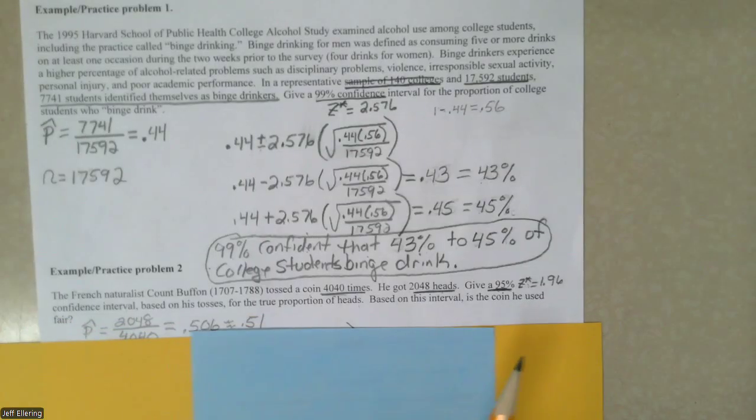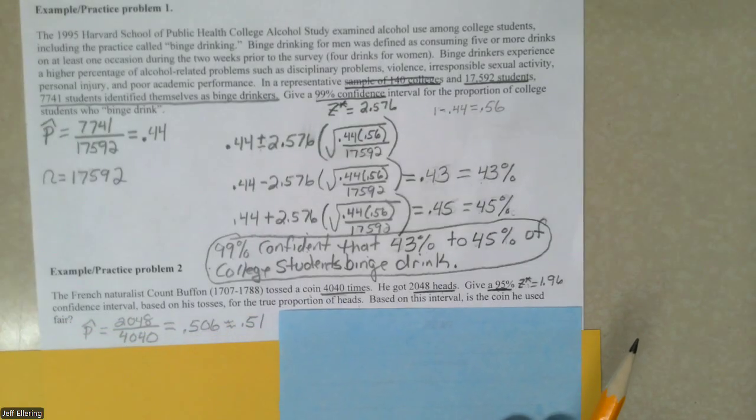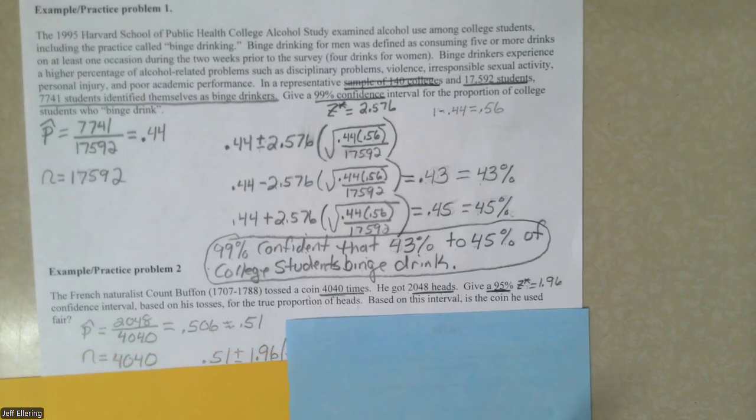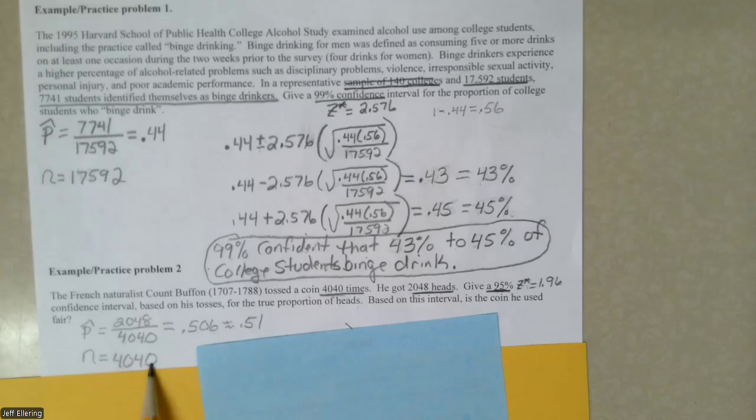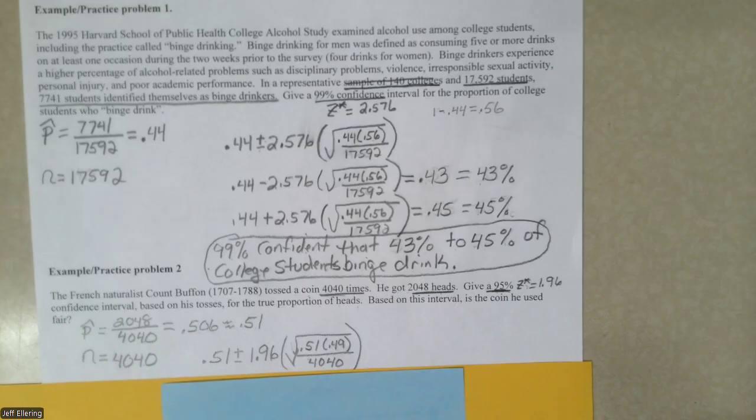Step number one. First thing we're going to do is find p hat. We take the 2,048 and divide it by the 4,040. Bottom number is always bigger. And we're going to round it. We get 0.506, and that's approximately 0.51. So we're going to use that. Then we're going to plug the numbers into our formula. Before we do that, our sample size is 4,040.